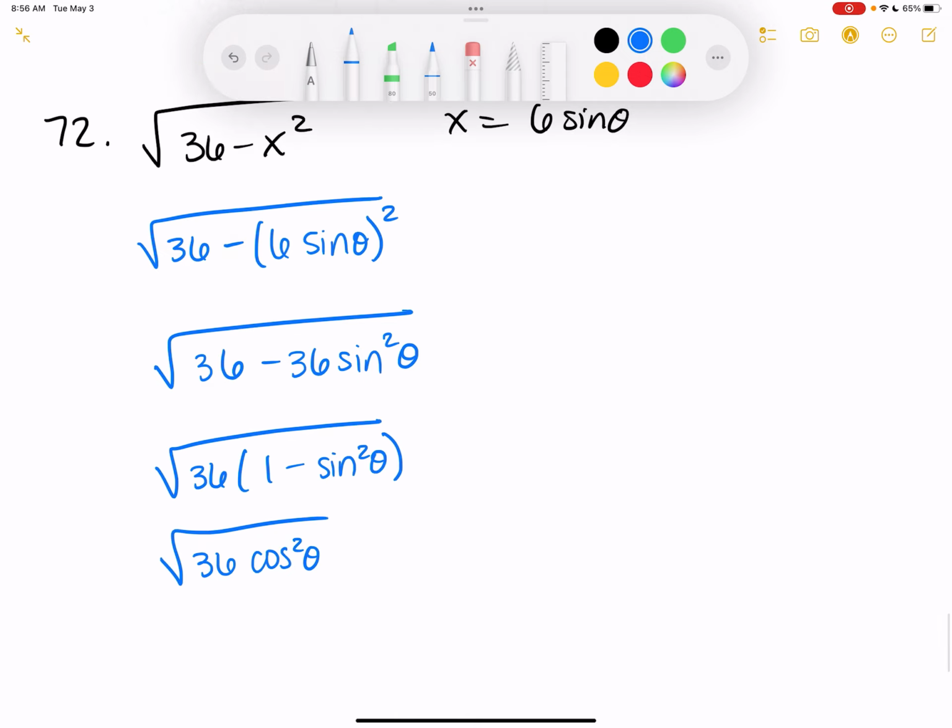And then can you take out a 6? So I can take out 6 cosine of theta? 6 cosine theta. I'm not worried about whether the 6 is positive or negative. I don't have to put it in the absolute value bars, but the trig function itself has to be put in absolute value bars. So it's 6 absolute value of cosine of theta.